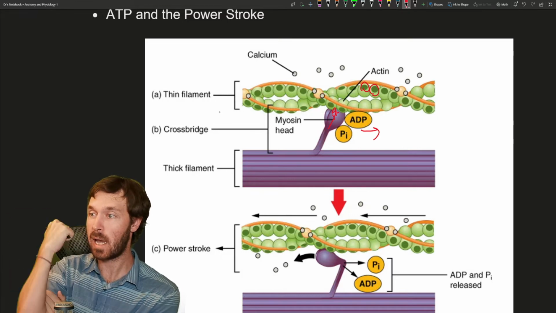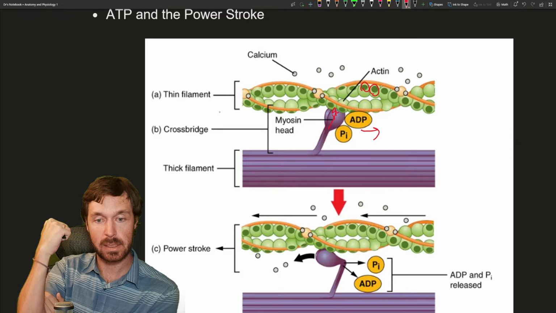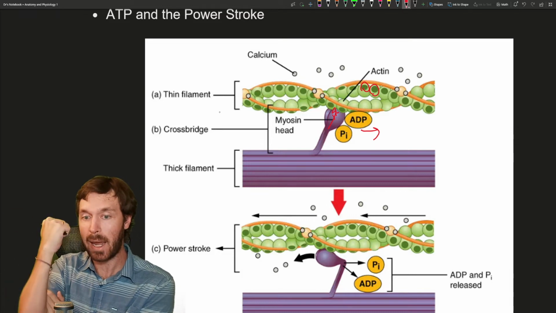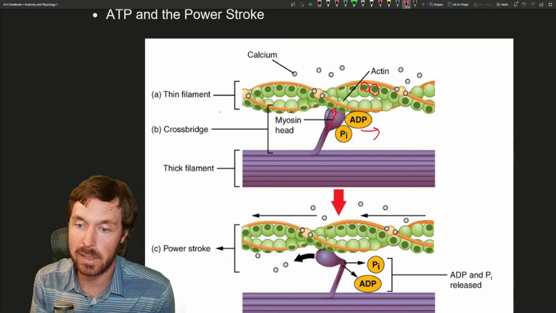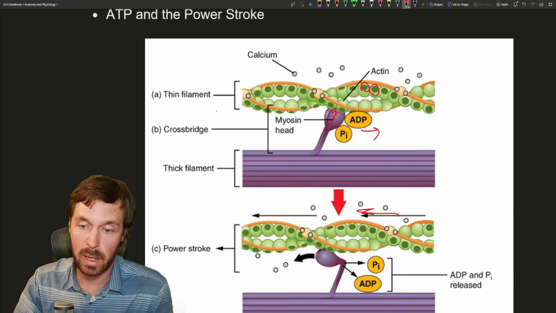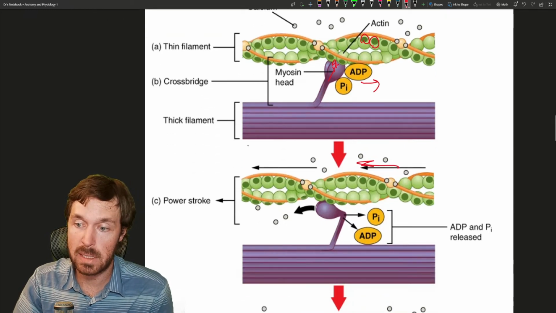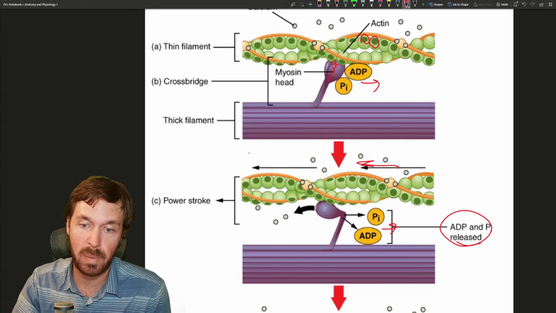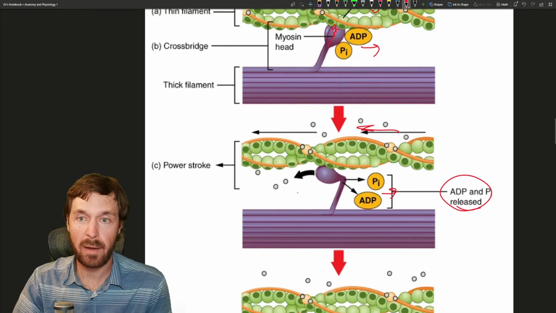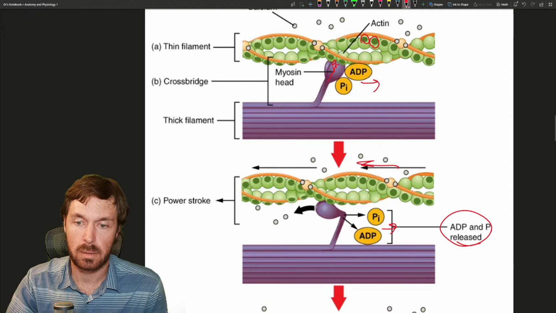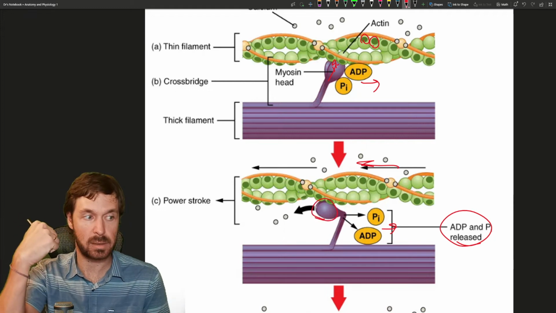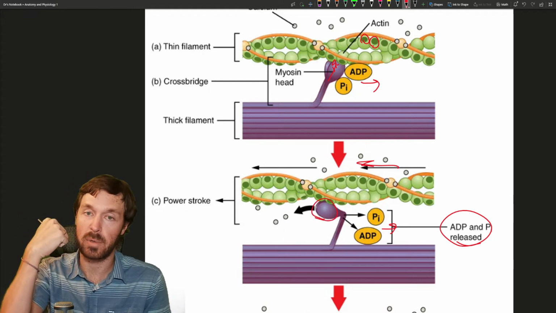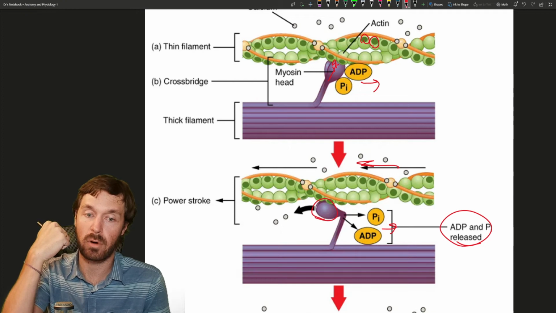You see when it does that shape change, it causes it to shorten. It pulls the actin in. So you see the actin being pulled this way when these ADPs and this inorganic phosphate are released. So it gets pulled in and leads to the power stroke. Now we have to reset this. It's stuck in that position, not cocked position, but power stroke position.